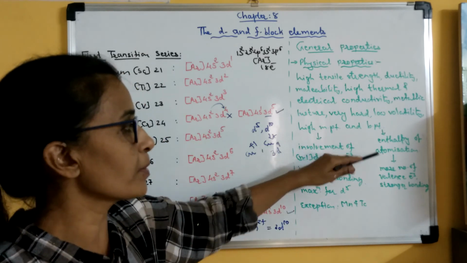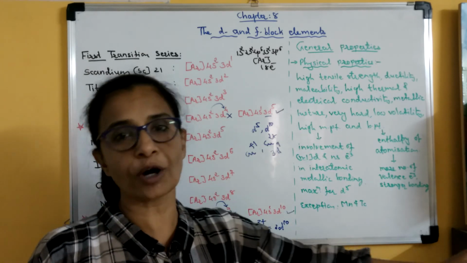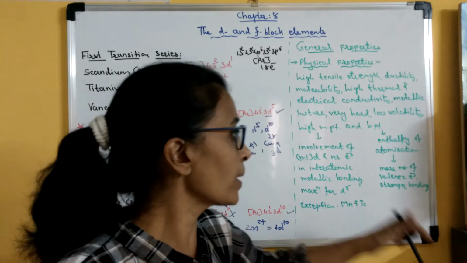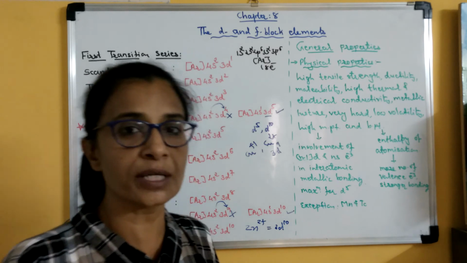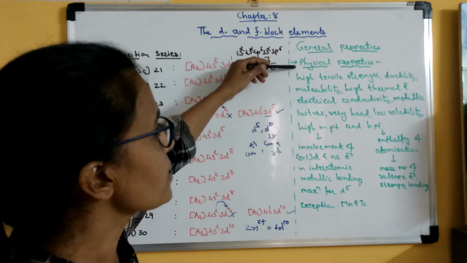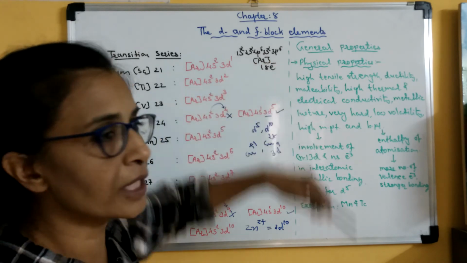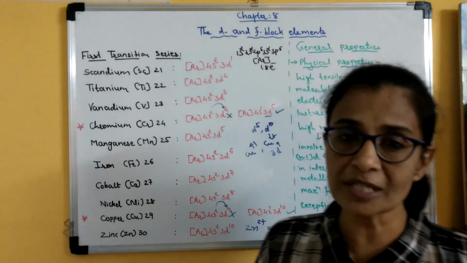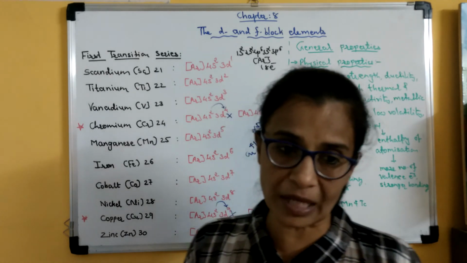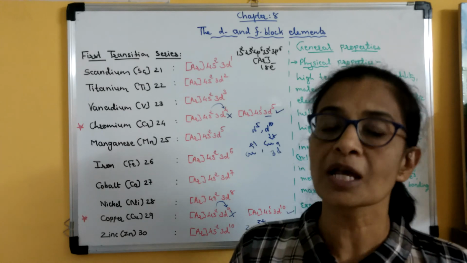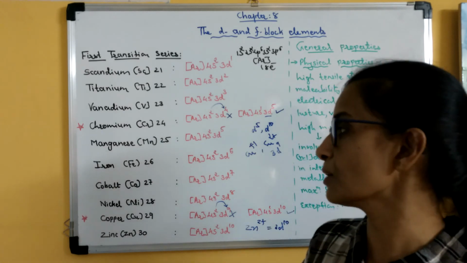This enthalpy of atomization is also important factor in determining the electrode potential of this element, but that electrode potential we will study as a separate topic. Clear? So today we will discuss only the physical properties. The remaining properties like their atomic size, ionic size, then their ionization enthalpy, then their oxidation state, magnetic properties, all these properties we will take in our next lecture.